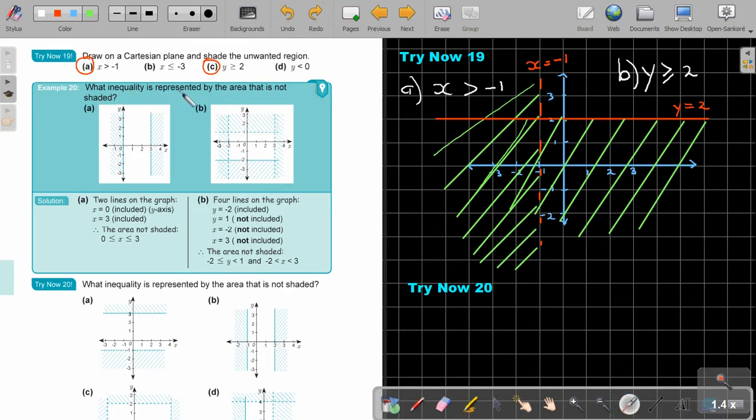What inequality is represented by the area that is not shaded? So in this case, this is the part not shaded. If I have a look, I just see this line is on the y-axis. And what is the equation of the line on the y-axis? It's x equals 0. And this is x equals 3.